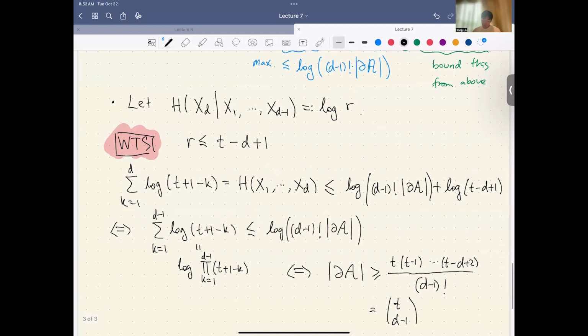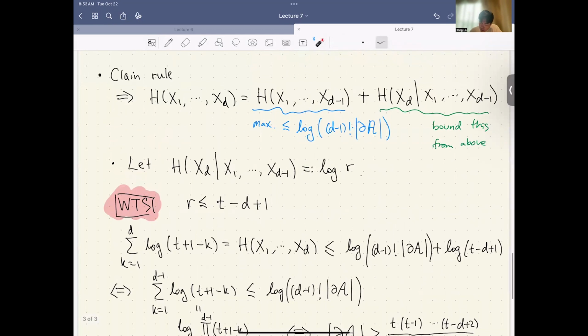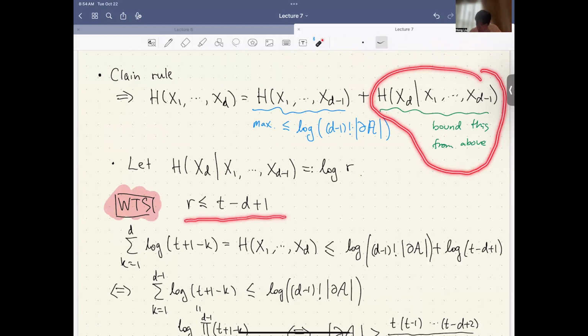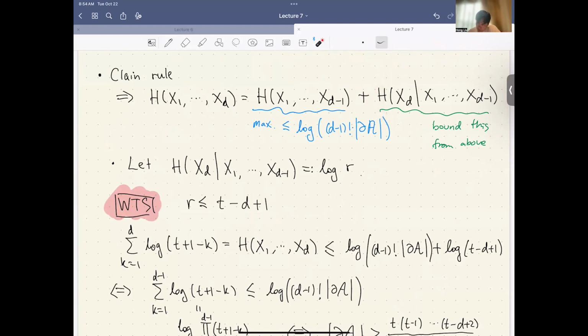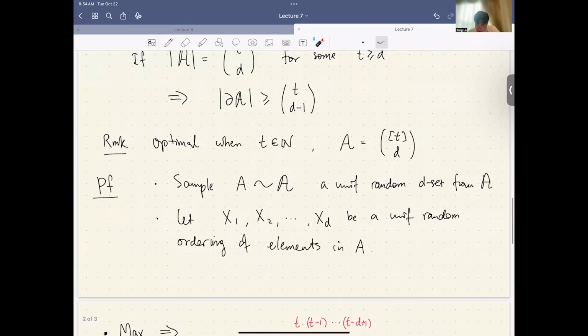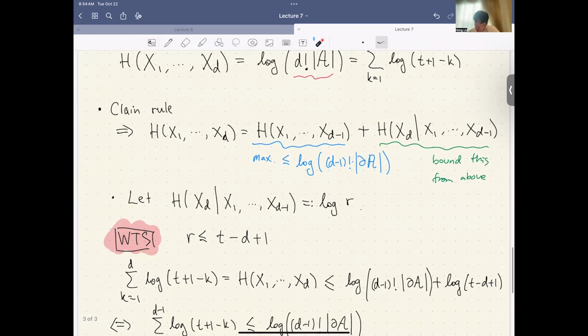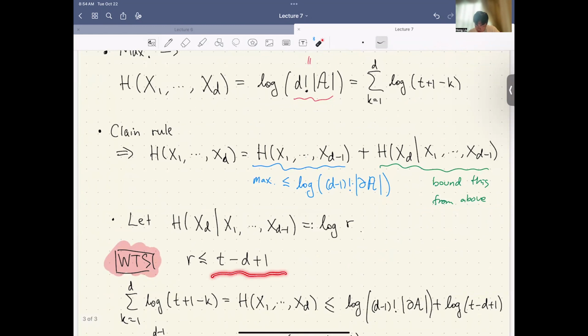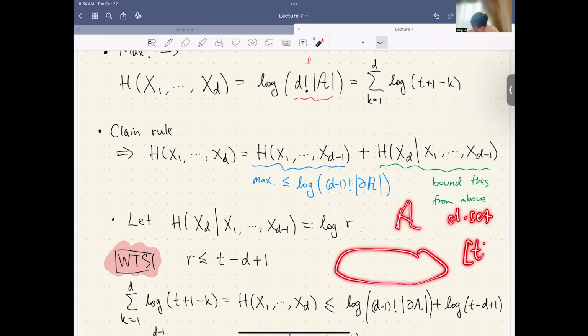Okay, so we need to bound this entropy by this guy. So first, let's think of why this is a reasonable thing to prove. It's a little bit silly to think of it this way, but it helps to see where this number comes from. Let's say our ground set, our family A of d-sets, just lives in this set of t elements.